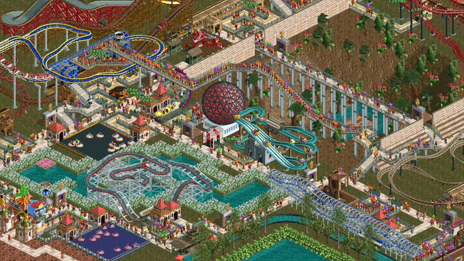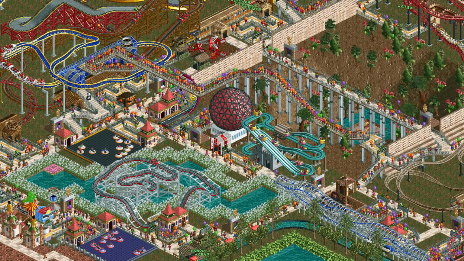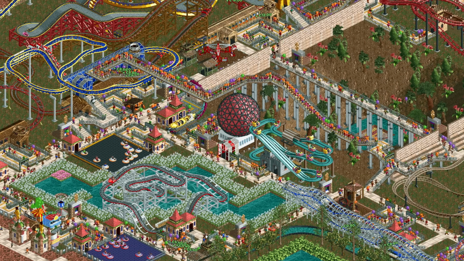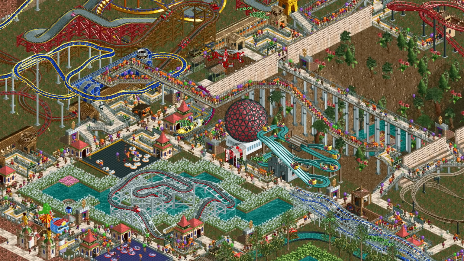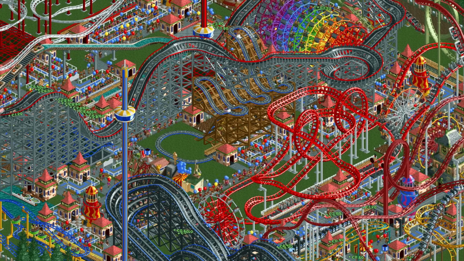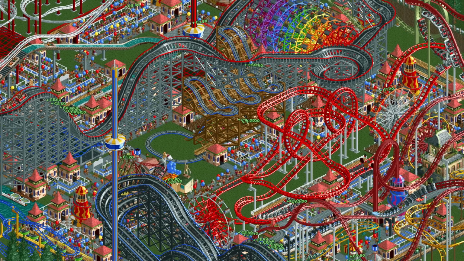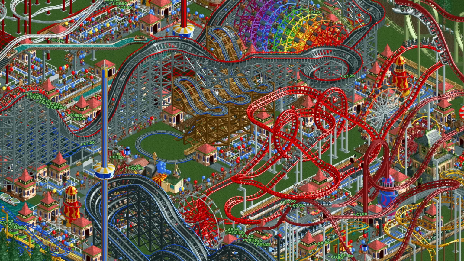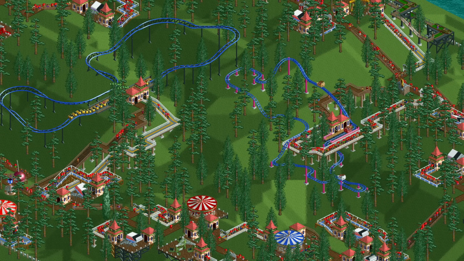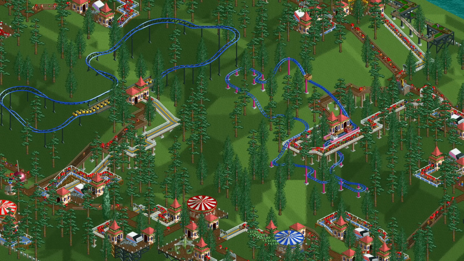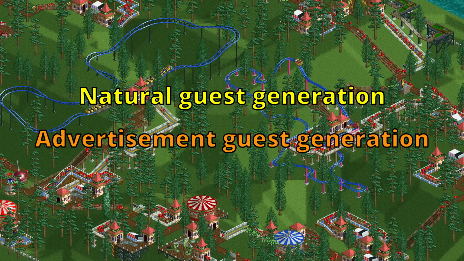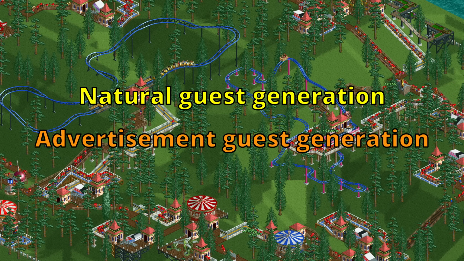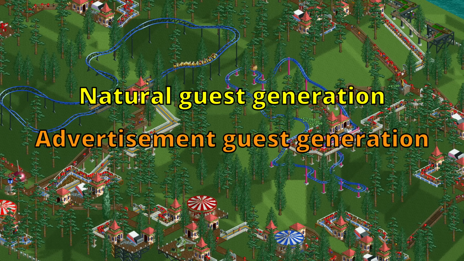One of the main goals of Rollercoaster Tycoon 2 is getting as many guests into the park as quickly as possible. So today we're going to learn how to do that by taking a look at how the guest generation algorithm works. There are two completely separate kinds of guest generation, which are natural and from advertisements, and we're going to start with the natural guest generation.